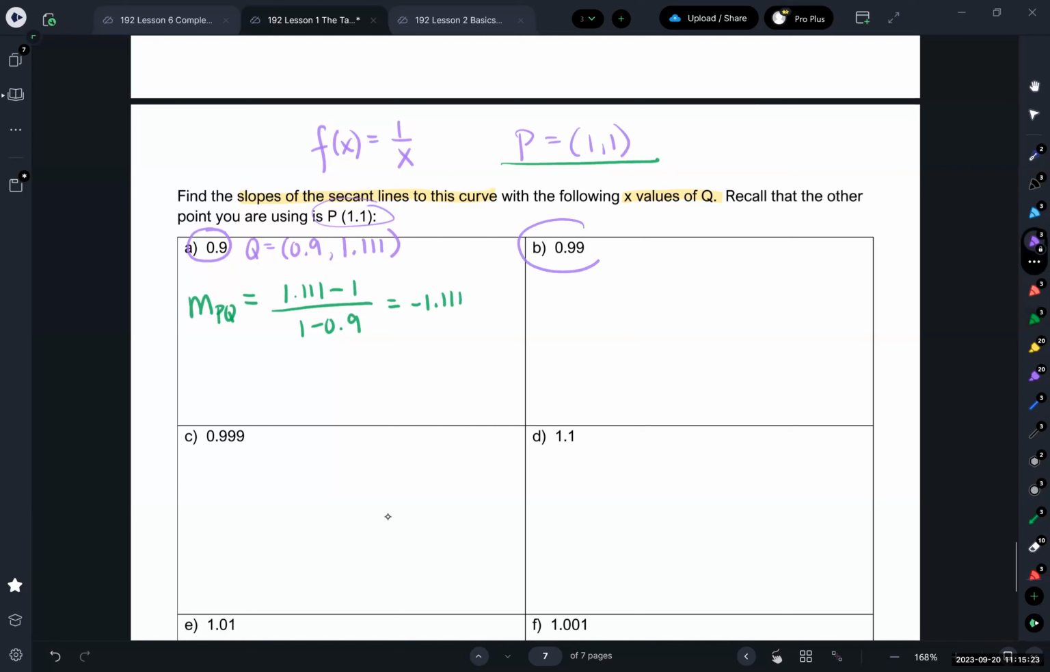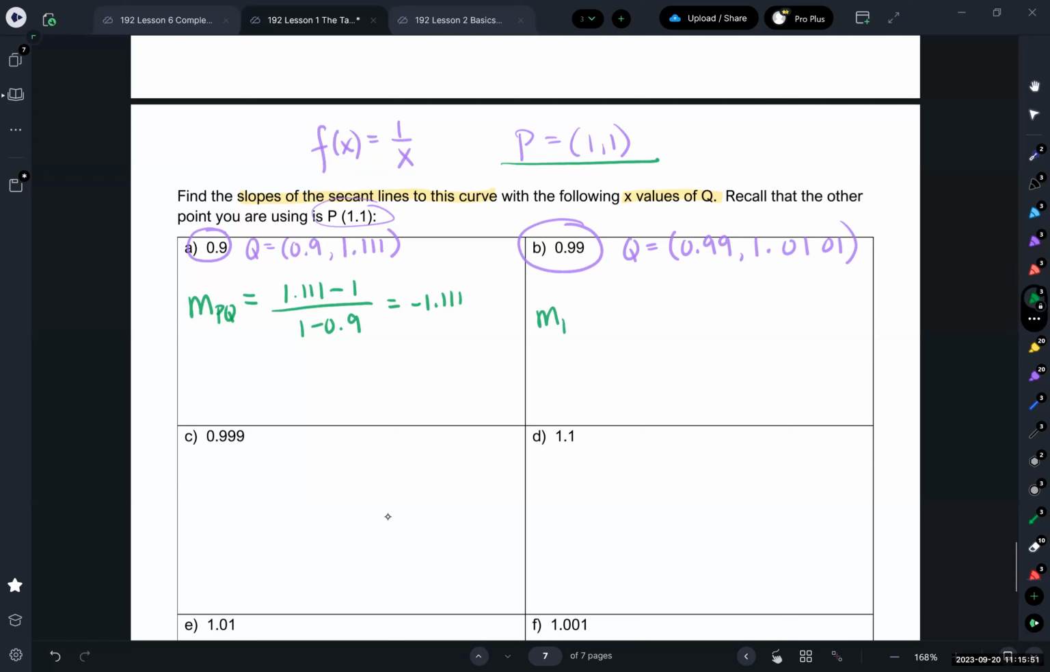I'm going to do the same thing in part B, but now my Q point has a slightly closer x value. It's even closer to P. It's 0.99. And so I need its y value. Remember, I'm going to plug that into the function 1 over x. So 1 divided by 0.99. I get 1.0101, so that's repeating.